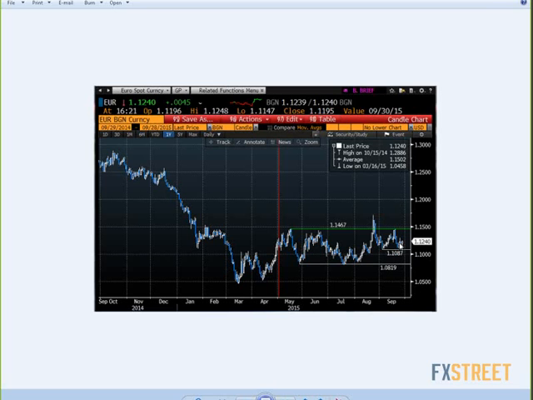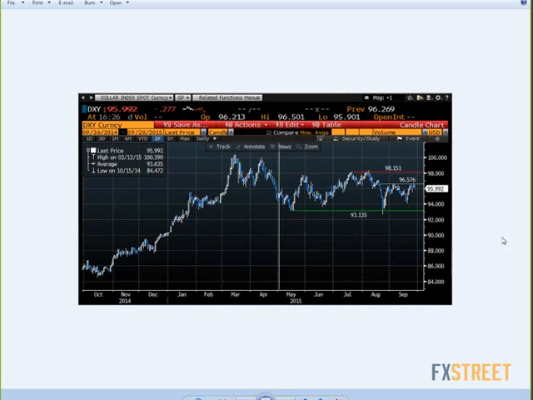So for the past 5 months, we've had a very steady range in the euro. That's true also of the DXY. Notice the tight, 5-figure range here. But it's also absolutely no trend.